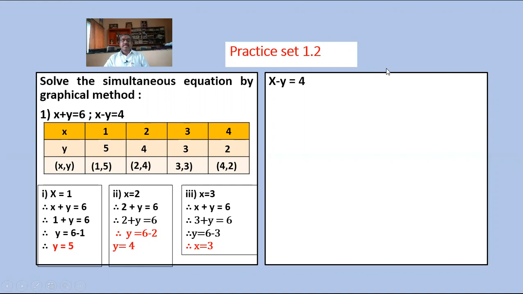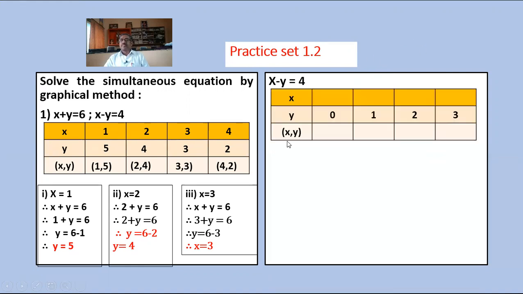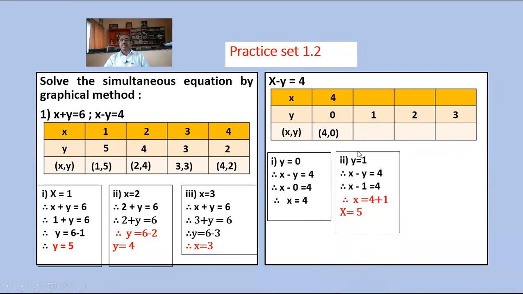Determine the next coordinate point for the equation x minus y is equal to 4. We have to consider y is equal to 0, 1, 2, 3. Then we get the value of x from the equation x minus y is equal to 4. Y is equal to 0: x minus 0 is equal to 4. Therefore, x is equal to 4. We get coordinate point 4, 0.